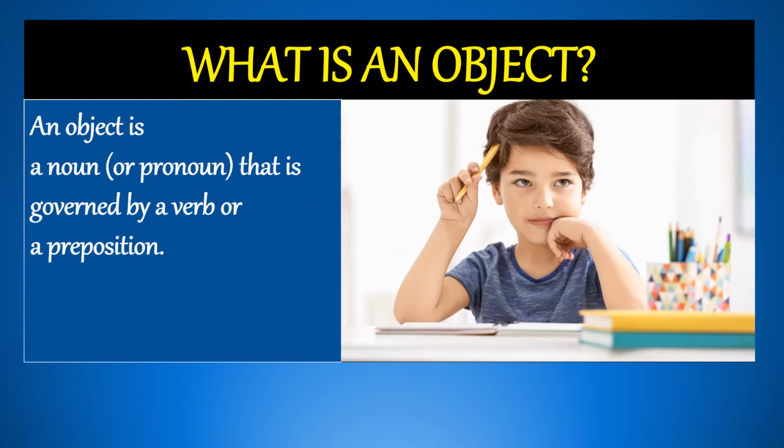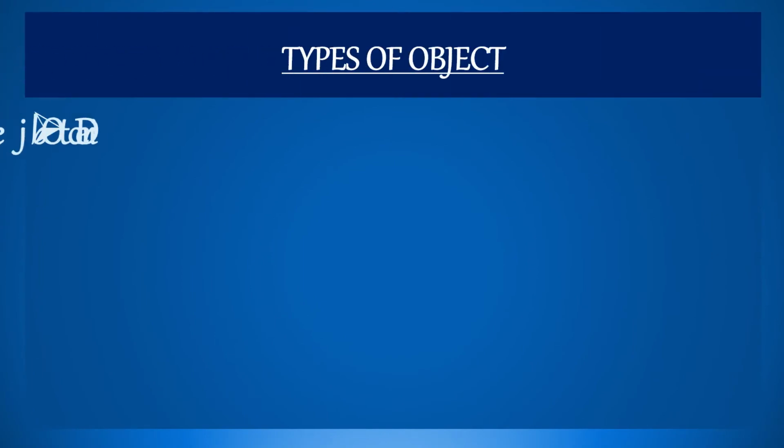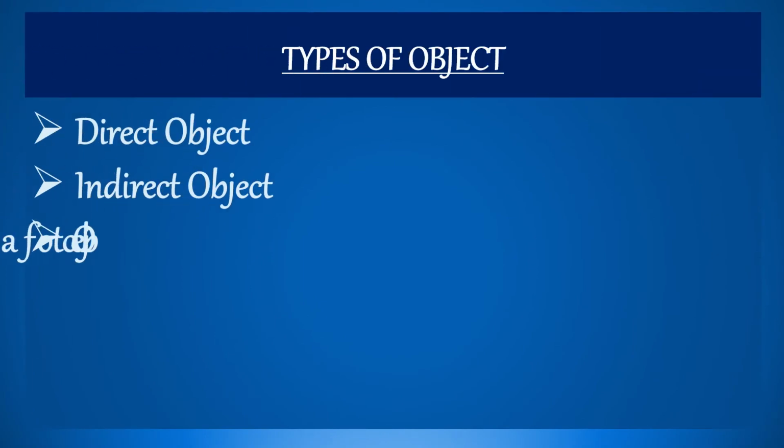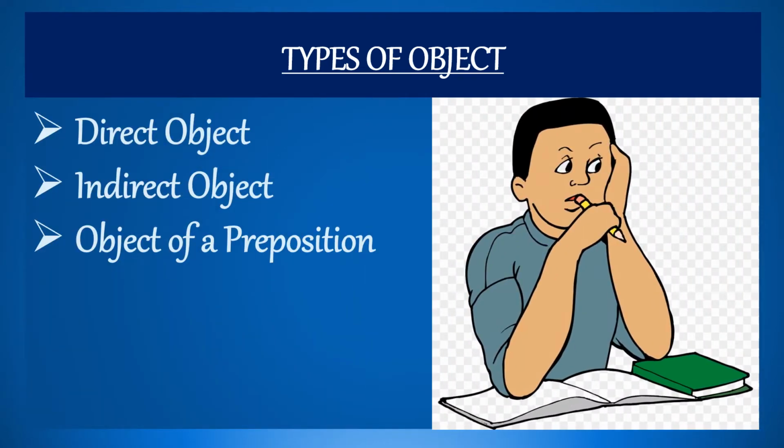The definition of object. An object is a noun or pronoun that is governed by a verb or a preposition. There are three types of objects: direct object, indirect object, and object of a preposition.